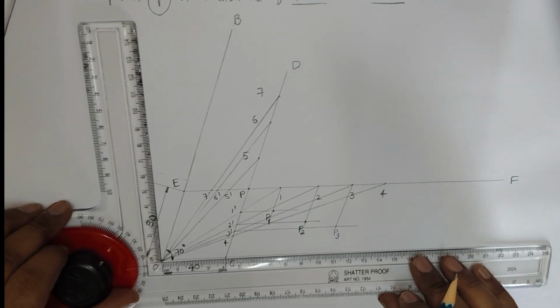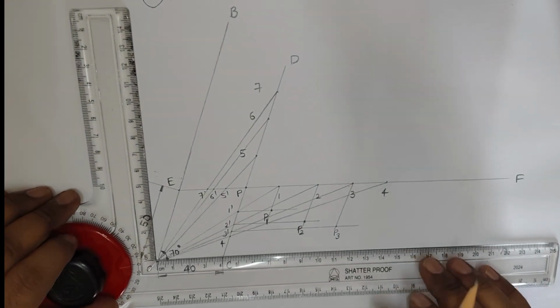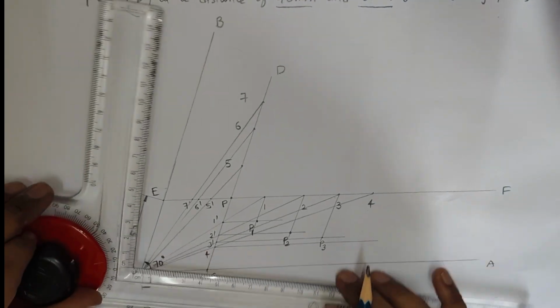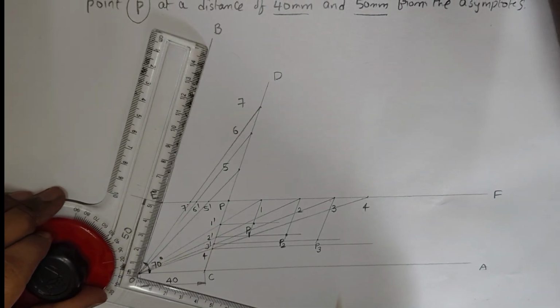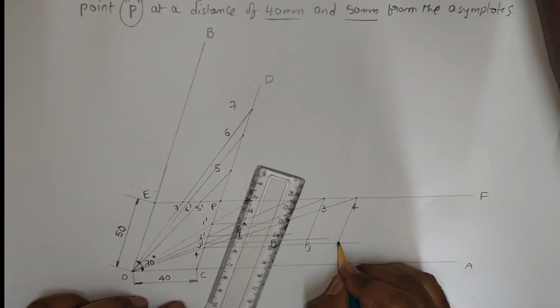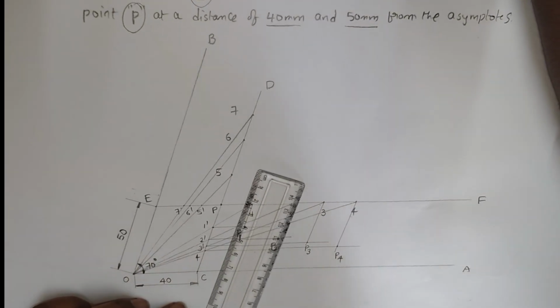From 4 point, first take a line parallel to the OA line. From 4 dash, draw a line. Next, take a scale parallel to the OB line. From 4 point, you have to draw a line parallel to the OB. So it will intersect somewhere here. You get the point as P4.